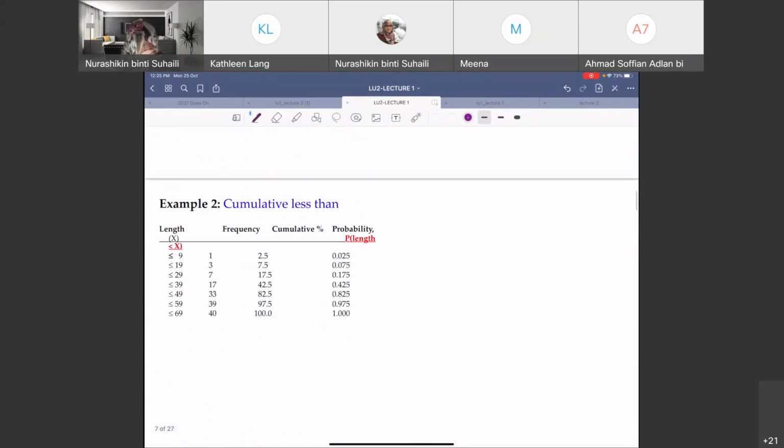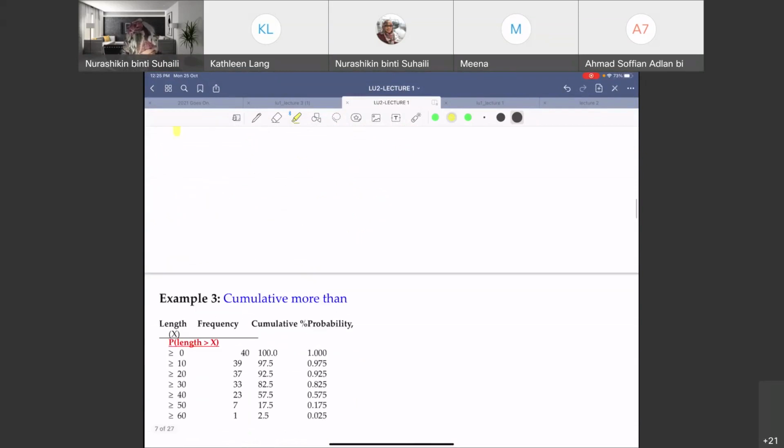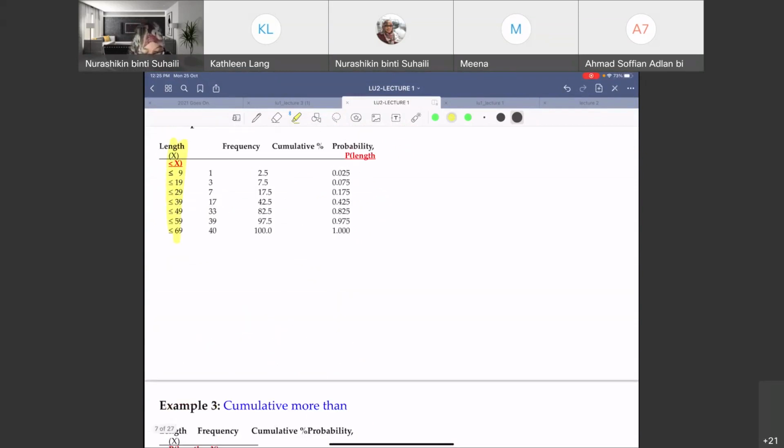Okay, so this is another example. The difference is just in terms of the classes. Here, you can see that it's less than. So when the question asks, what is the probability of less than 59? It means that you have to cover all of these values, because anything less than 59 starts from all of these values, for example.